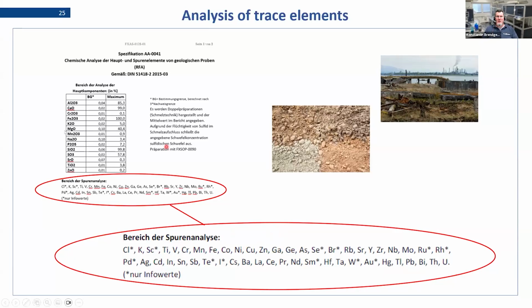And if you do that in a fused bead, you dilute the sample and the signal just gets too low and you don't get really good results. So practice has shown that doing this in a pressed pellet with a more concentrated sample just gives you better limits of detection, and that's what the method is about. So we have a good example here of combining different techniques to get all the information about the sample that you want.